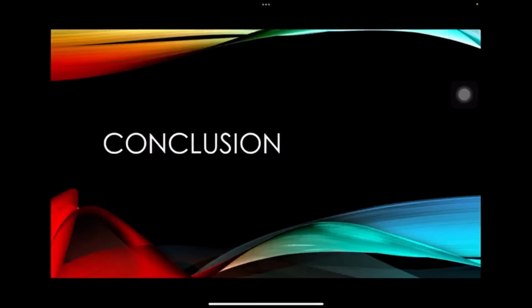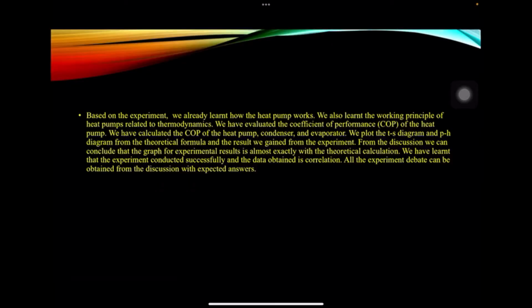The conclusion. Based on the experiment, we already learned how the heat pump works. We also learned the working principle of the heat pump in thermodynamics. We have evaluated the coefficient of performance of the heat pump. We have calculated the COP of the heat pump, condenser, and evaporator. We also plotted the TS diagram and PH diagram from the theoretical formula and the result we gained from the experiment.